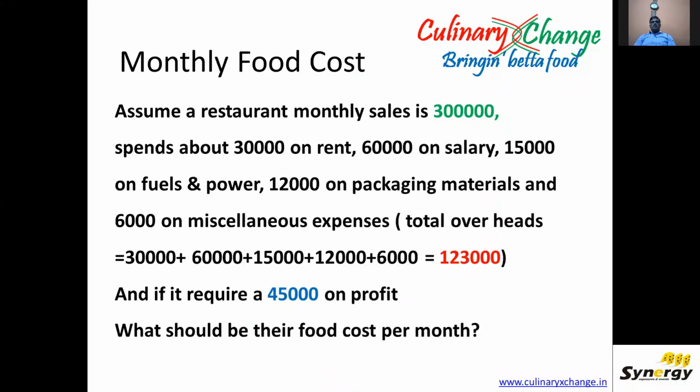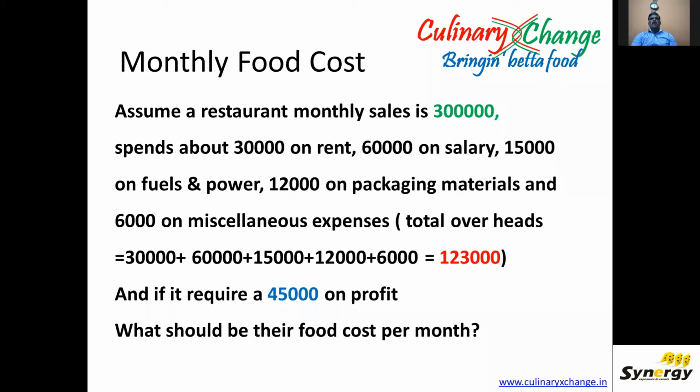For a business, I try to give a small example here. Assume a restaurant's monthly sale is 3 lakh rupees. They spend about 30,000 on rent, 60,000 on salary, 50,000 on fuel and power, around 12,000 on packaging material, and 6,000 on miscellaneous expenses. The total overhead calculates here to 1,23,000. And any business needs profit. Suppose this particular business has a target profit of 45,000 every month.